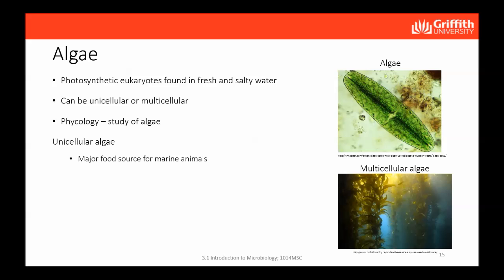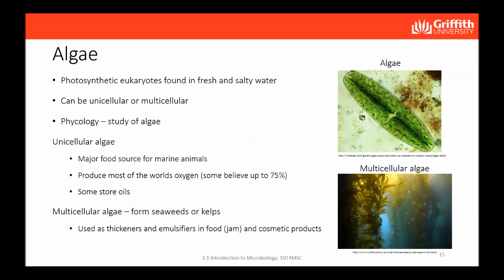Unicellular algae act as a major source of food for many marine animals. Furthermore, algae are the primary producers of oxygen. Around 75% of oxygen in the planet's atmosphere is believed to have been produced by photosynthetic algae. Some algae have the ability to store oils, such as omega-3, 6, and 9, which can all be beneficial to humans. On the other hand, multicellular algae form seaweeds and kelps.